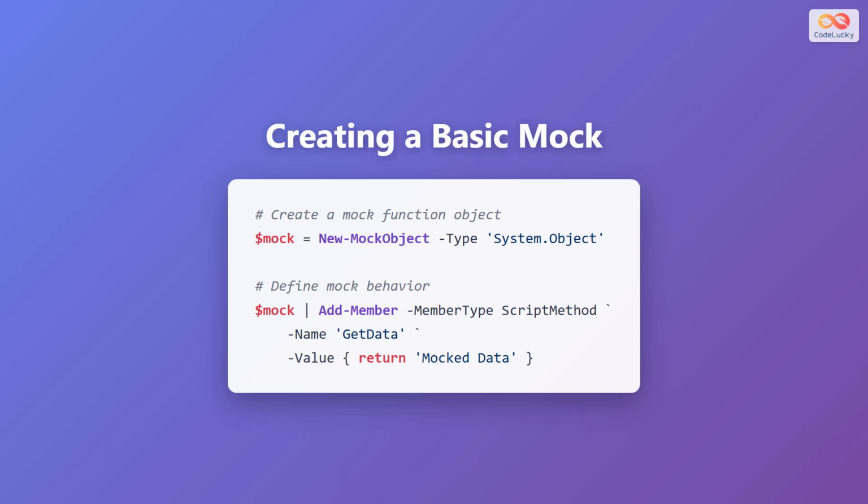Let's look at how to create a basic mock function. First, you create a mock object using the New-MockObject cmdlet, specifying the type of object you want to mock. Then, you use Add-Member to add a script method to your mock object. In this example, we're creating a mock with a method called GetData that returns the string "mocked data". This mock will behave like a real object with a GetData method, but instead of performing actual operations, it simply returns our predetermined value.